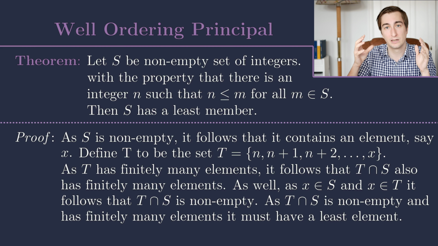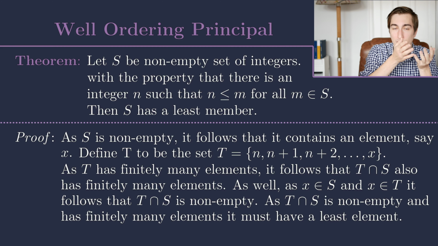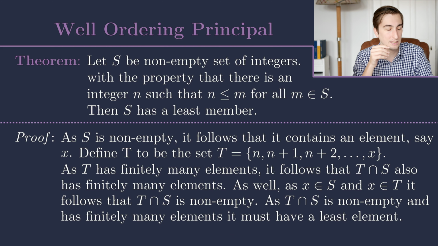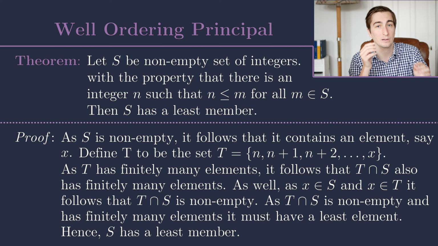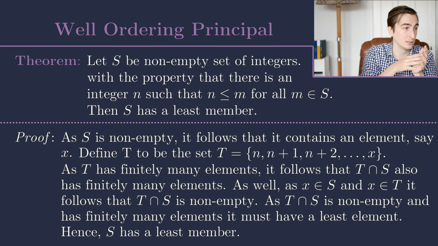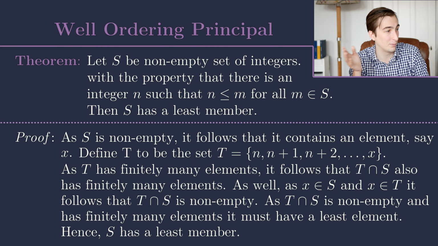It contains finitely many elements, so I can arrange that in an ordered way, and therefore there must be an element in there which is the least element. Hence, it follows that S has a least element, or a least member, right? Because if the intersection has a least element, then S must also have a least member, because it must overlap with S. And that's it. That's the end of our proof.